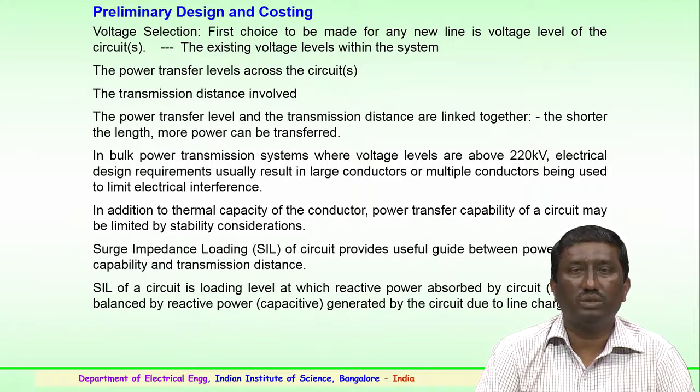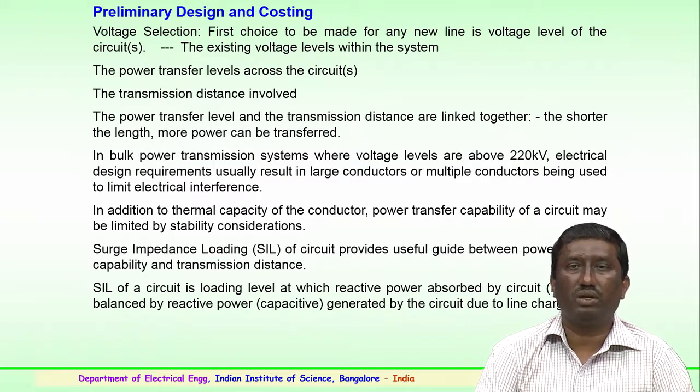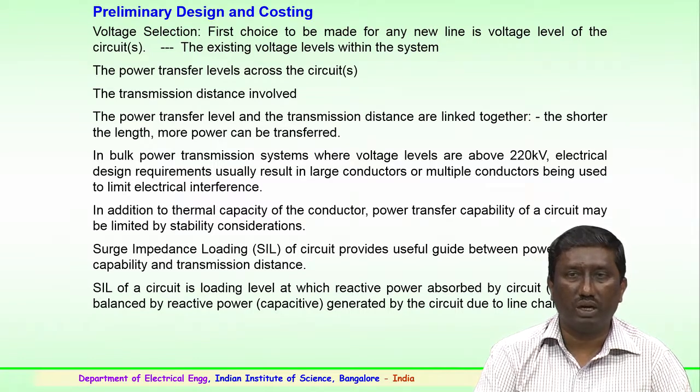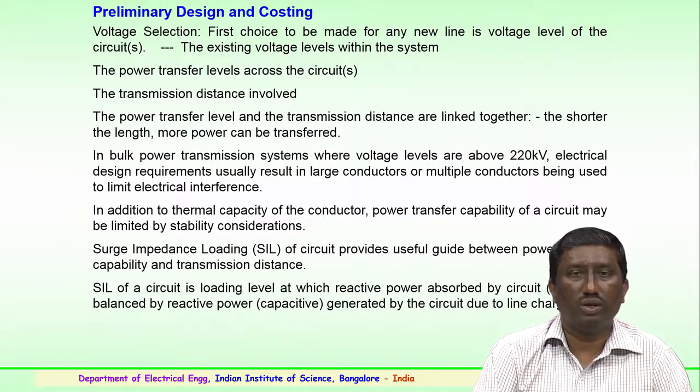In a bulk power transmission system where voltage levels are above 220 kV, electrical design requirements usually result in large-sized conductors, or multiple conductors, or a bundled type of conductors being used. This is to limit the electrical interferences, particularly the radio interference, the corona and the audible noise.